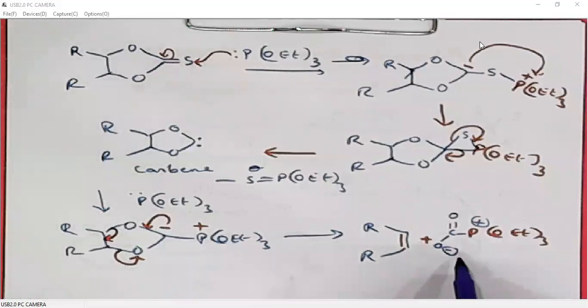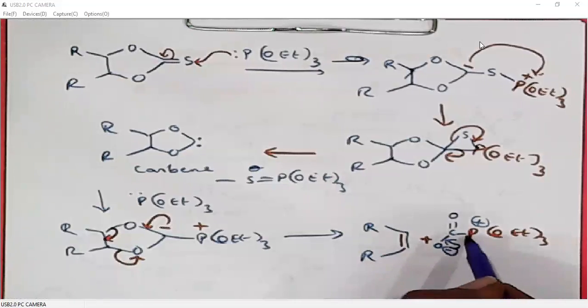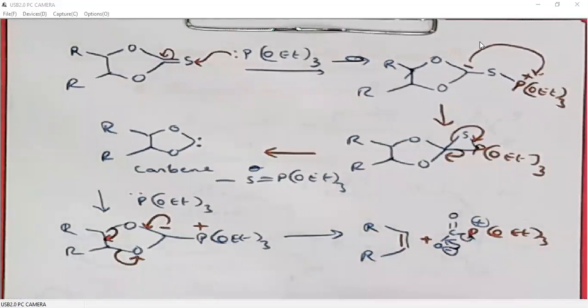Of course, this is not stable. This will again decompose. So it generates carbon dioxide plus triethoxyphosphine again. This is the overall mechanism for Corey-Winter olefination.